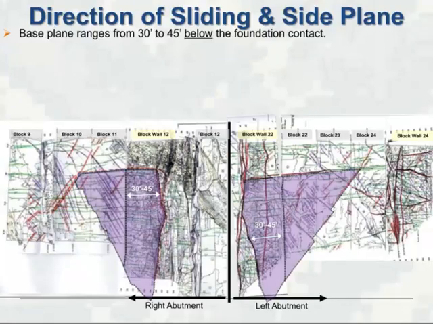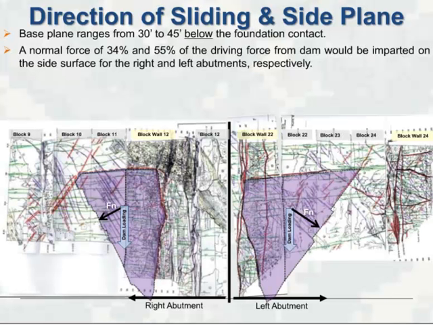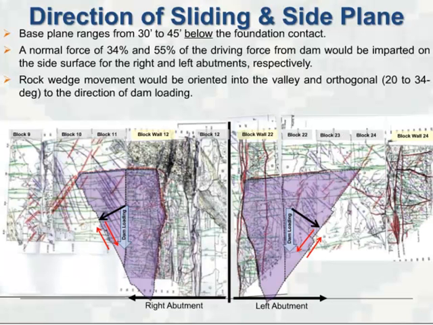Then we also have base planes that are 30 to 45 feet below the ground surface. That means that our rock mass is significant sitting over on top of that. The orientation of the side planes also ends up with a normal force that's 34 to 55% of the driving force will be imparted under those side planes. So that's going to increase the block stability during seismic shaking event.